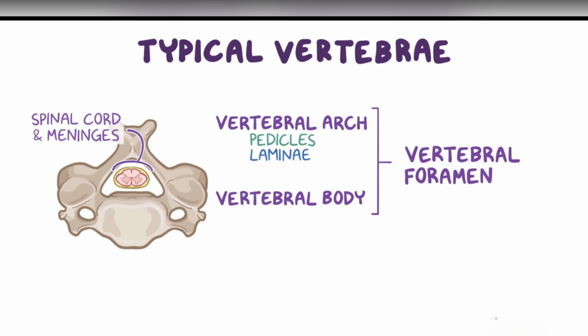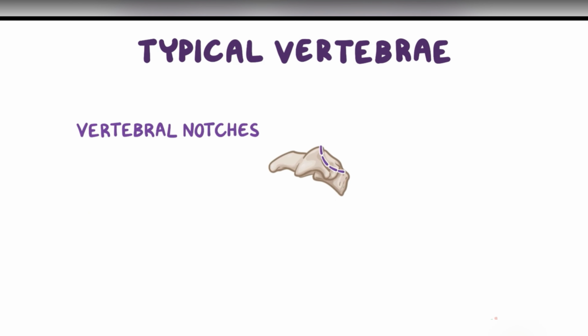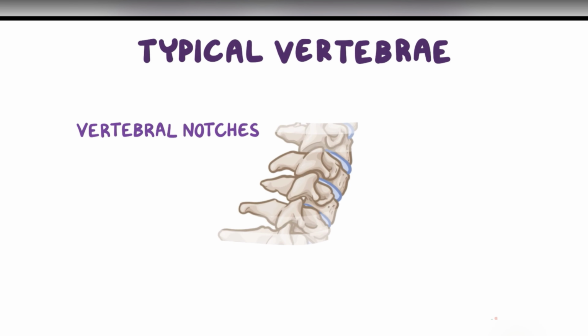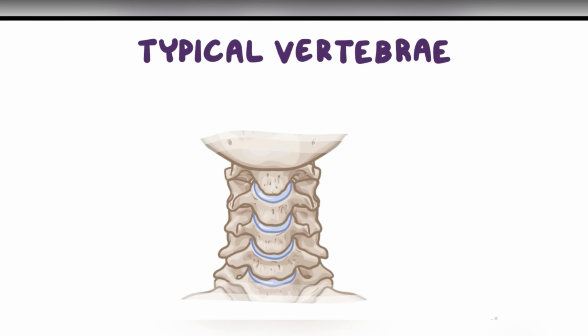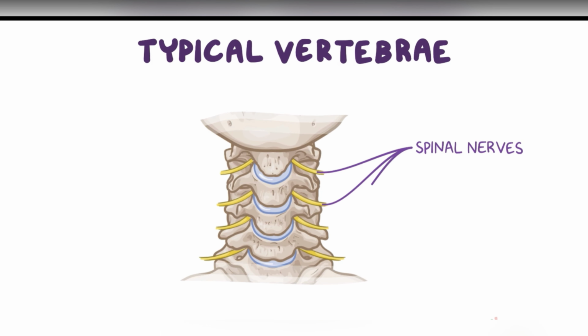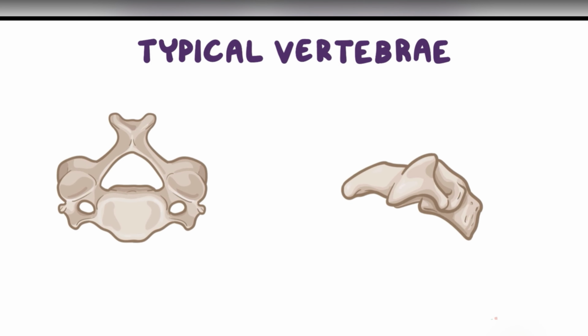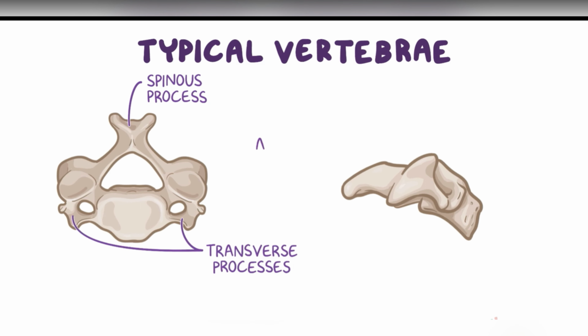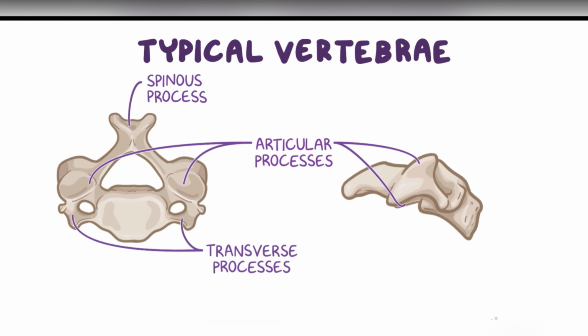Next up, superior and inferior to the pedicles, there are shallow depressions called vertebral notches. When the vertebrae articulate, these notches align with those on the neighboring vertebrae and form the openings of the intervertebral foramina, through which the spinal nerves emerge from the vertebral column. Finally, each typical vertebra has 7 processes that arise from the vertebral arch: a spinous process, 2 transverse processes, and 4 articular processes.